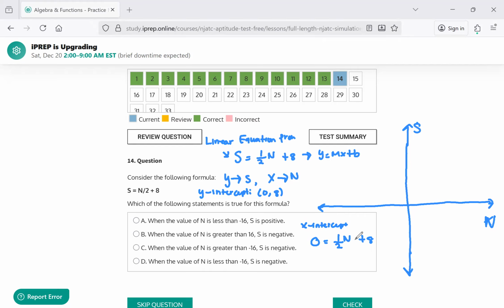We can get rid of the fraction by multiplying everything by 2. So 2 times 0 is 0. 2 times 1/2, the 2's cancel, so you're left with n plus 2 times 8, which is 16. Then subtract 16, so n equals -16. So our x-intercept is at -16.